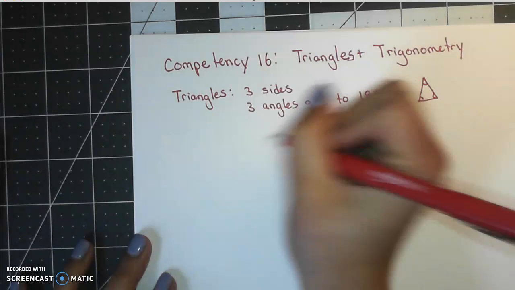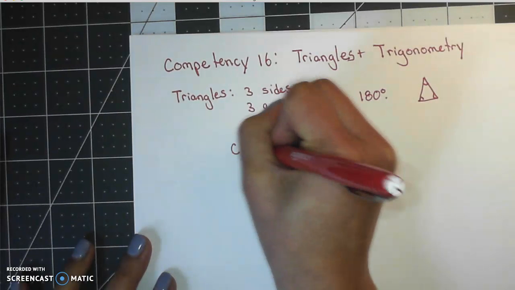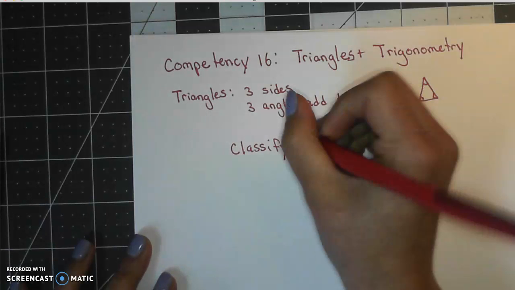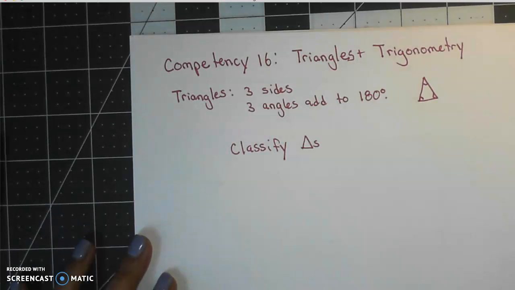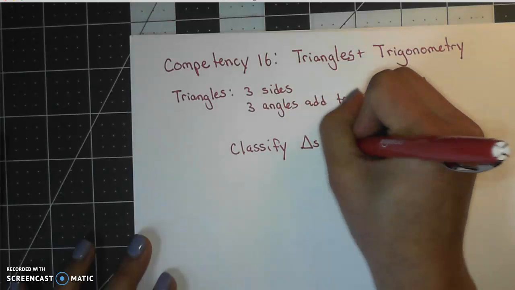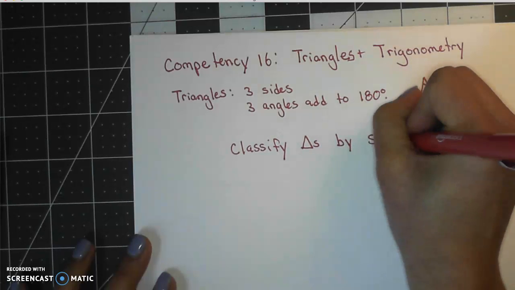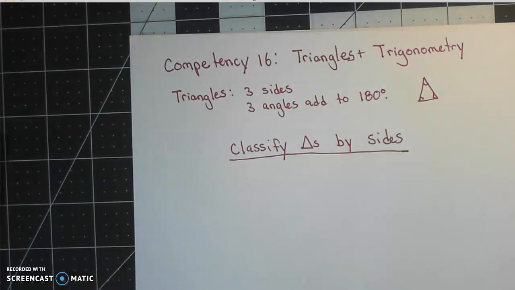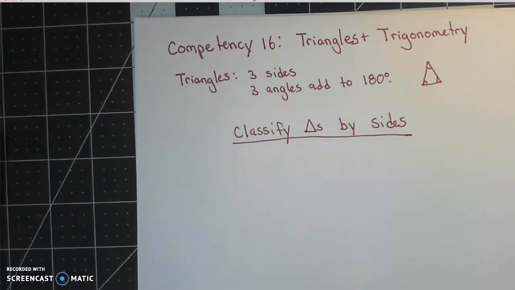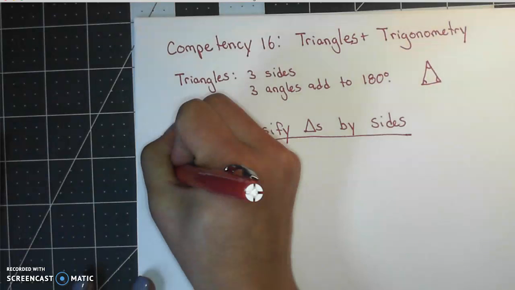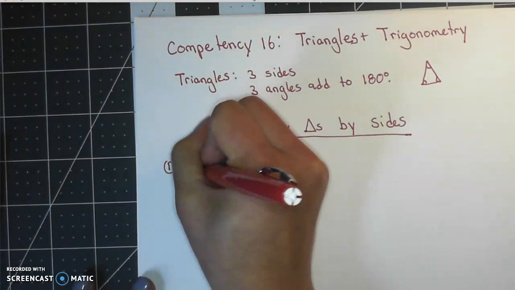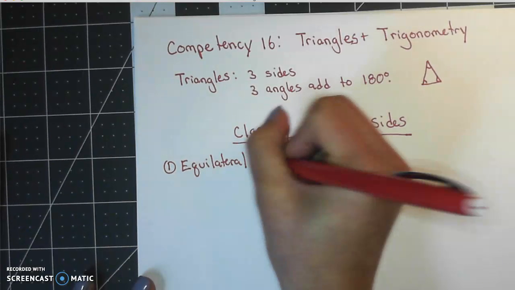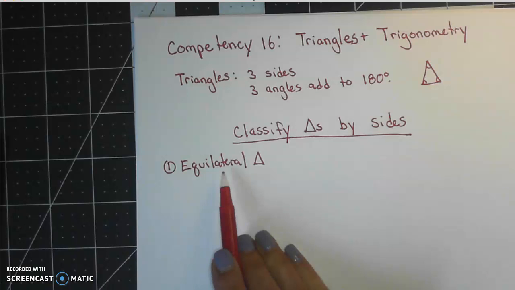So our first is we are going to classify, which is kind of a different way of saying name, triangles by sides, by their sides. So there's three different types of triangles by sides. The first is an equilateral triangle. Can you say that word? Equilateral.